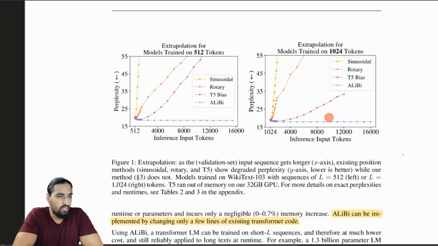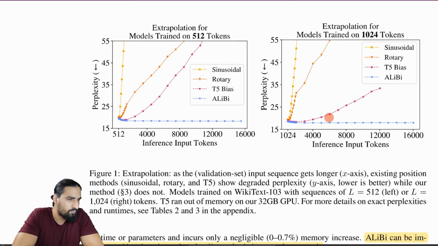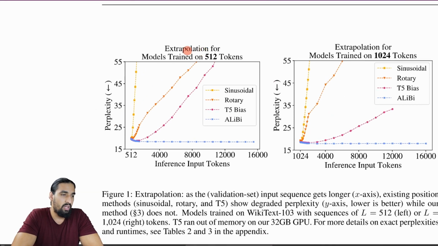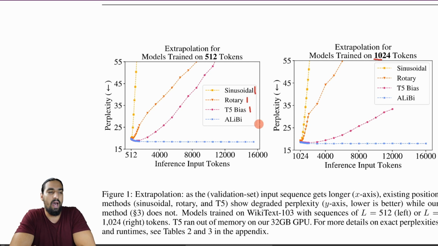So the charts are pretty impressive. Here on the left side you can see the models trained on 512 tokens, and on the right side we see models trained on 1024 tokens. They compared ALiBi with three different baselines: the original transformer, the rotary transformer, and the T5 bias baseline.